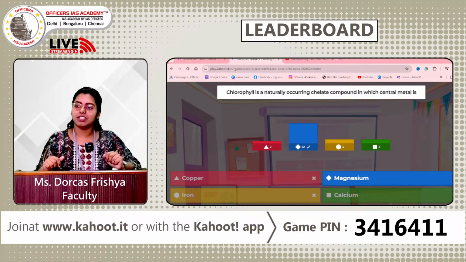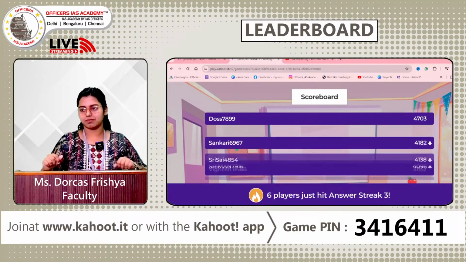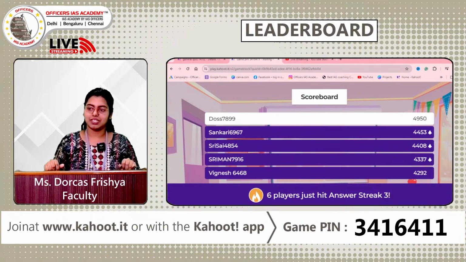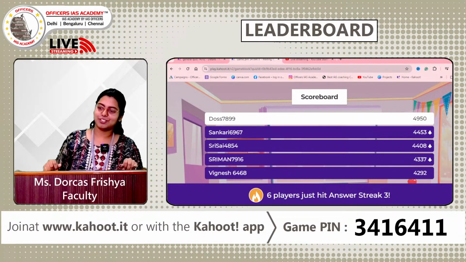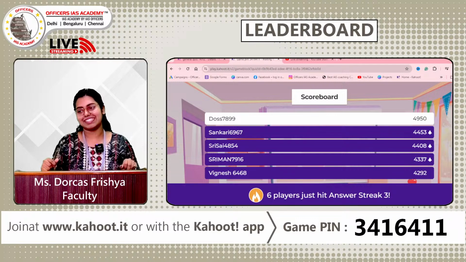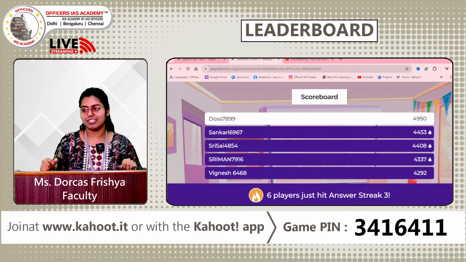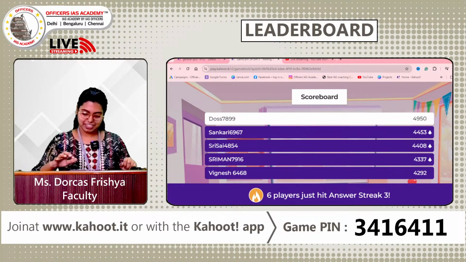Okay, so let's look at the leaderboard now. Yes, Das once again holding on to the position. Great work, Das. Followed by Shankari. Sai, welcome. I was expecting you actually. Okay, Shriman on the 4th position and Vignesh on the 5th place. Great work, guys. And I can see 6 players just hit answer streak 3. Great work. So good, so good. Okay, so let's look at the next question now.